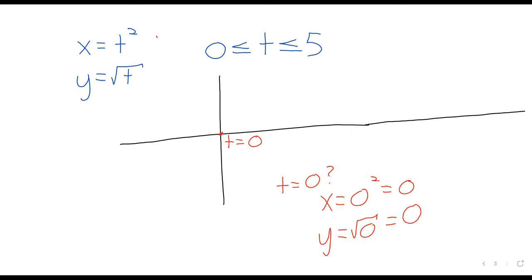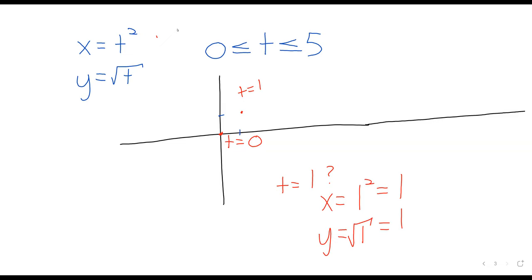And if we want to know about some specific point, we just take that number and plug it into the equations. Where are we after 1 time unit? Let's say 1 second for simplicity. Well, x is 1 and y is 1. So here's 1, 1. At t equals 1, we're here.